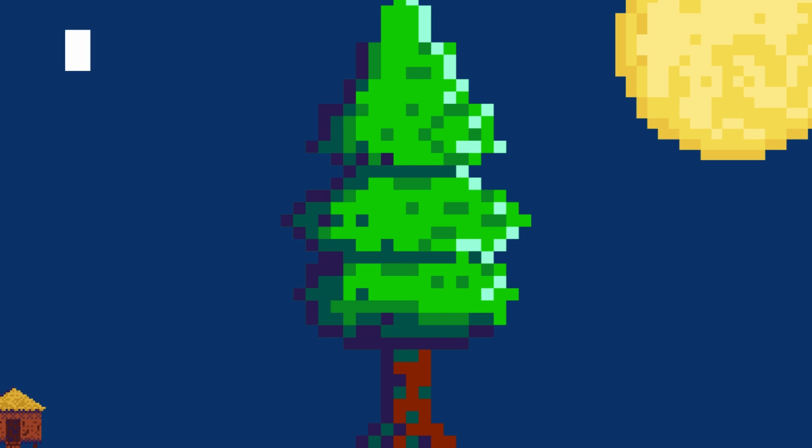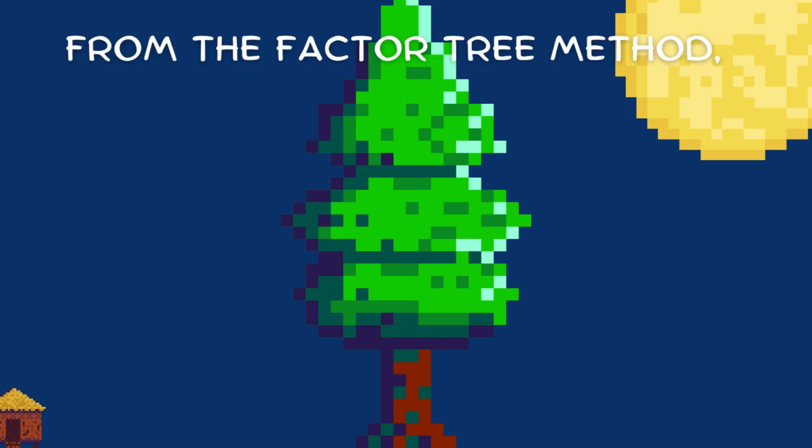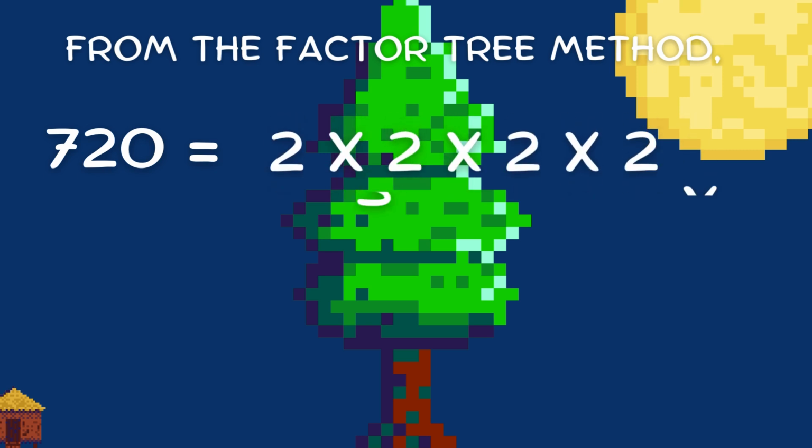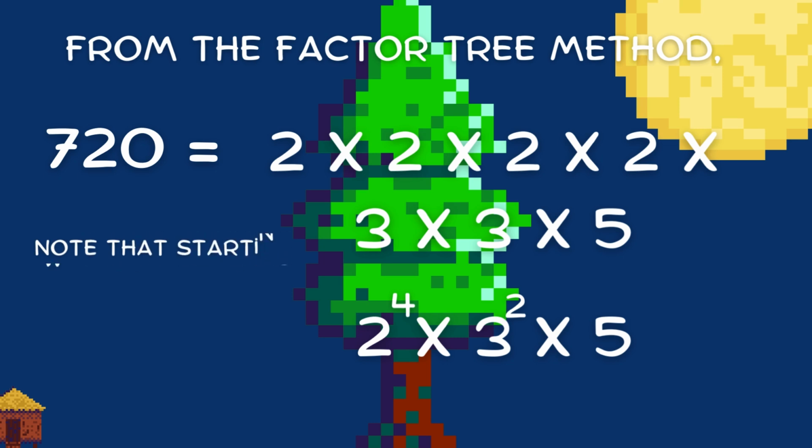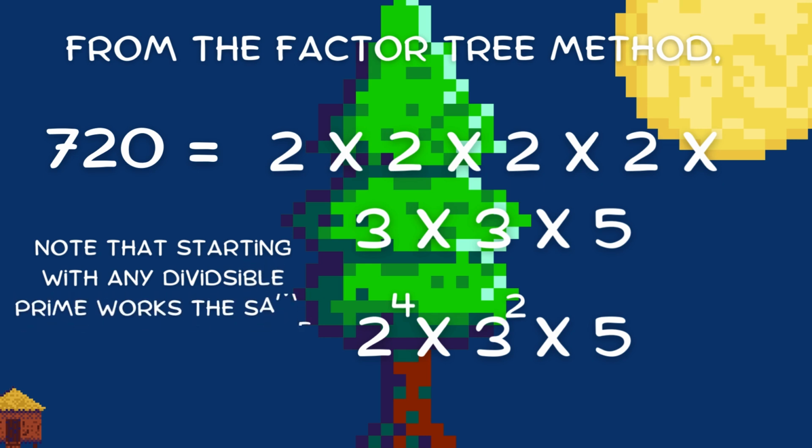Now, as we can see, from this method, we have broken down 720 into four 2s, two 3s, and one 5. This simplifies to 2 to the power of 4 times 3 to the power of 2 times 5. Note that if we start with any other divisible prime number, we get the same answer. This method is quick and can be used for any number that is not prime itself.